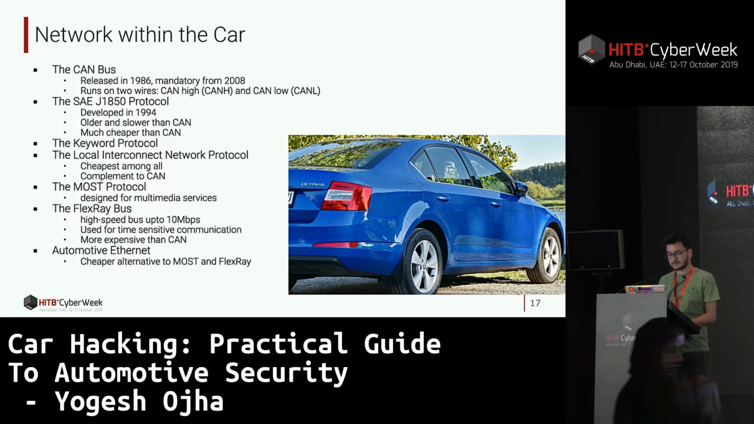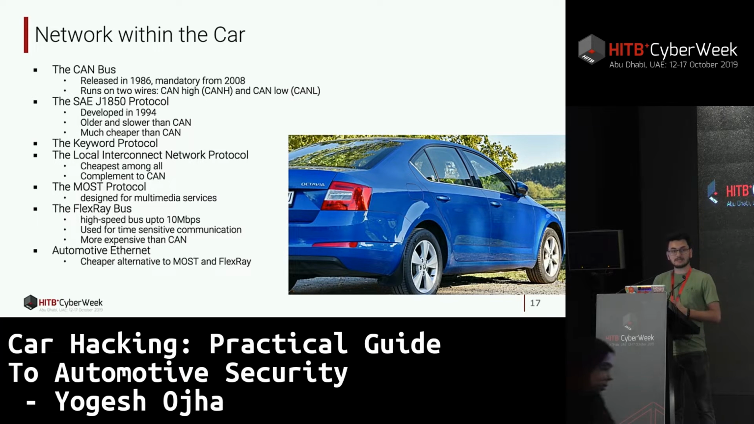CAN is actually a very simple protocol. The reason I say simple is because it just has two wires, CAN high and CAN low. CAN uses differential signaling, which means that when a signal is sent to the CAN bus, CAN raises the voltage on one of these lines, CAN high, and lowers the voltage on the other line, called CAN low. This differential signaling is very useful for fault tolerance. This is why CAN is pretty much used in all vehicles, because it has fault tolerance.